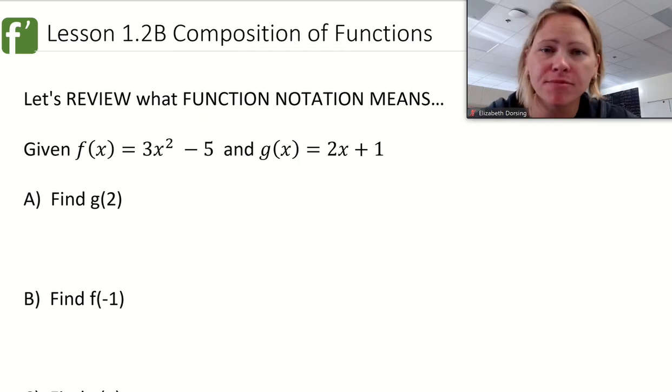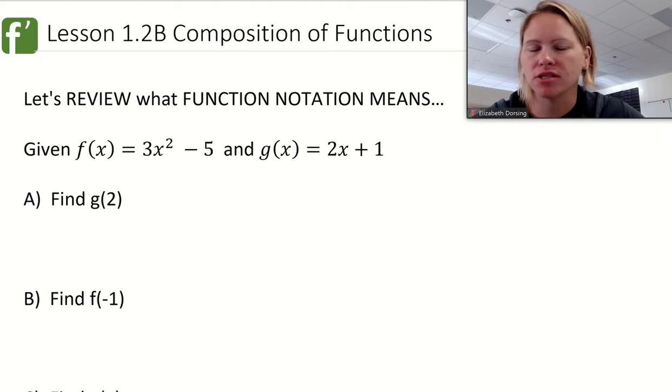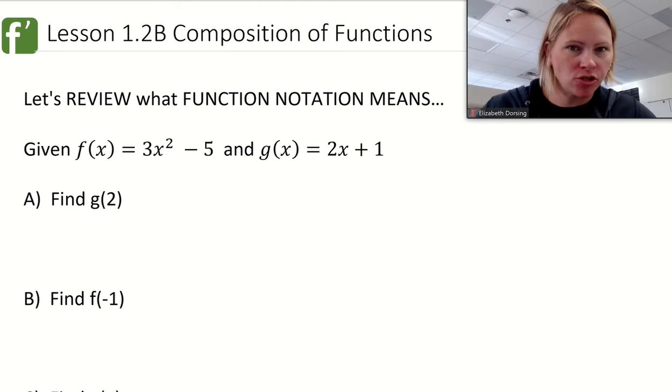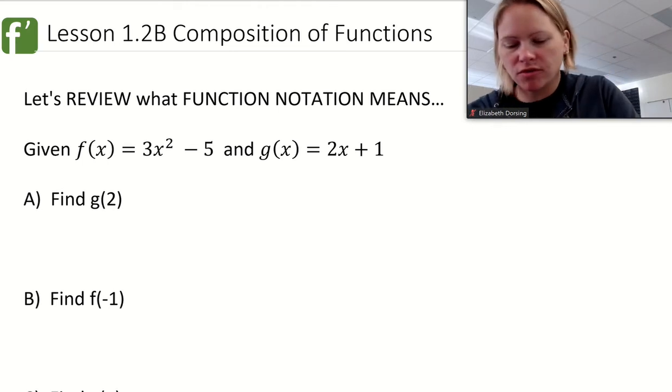We're going to be reviewing composition of functions and taking a look at what that means, and also getting a taste today for maybe how the AP exam in calculus would ask us about a topic like this. Let's take a look at some basic function notation and just do a quick little review.